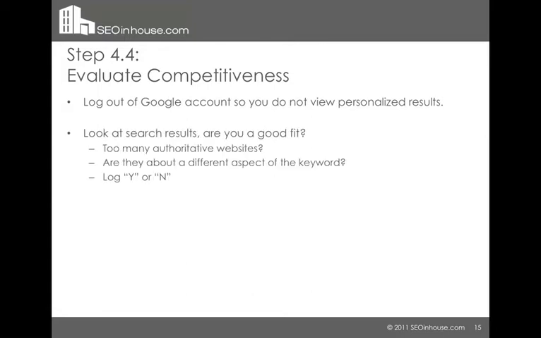The next thing you want to do is look at the search results. Type the first keyword phrase into the search engine, and ask yourself, are these a good fit in terms of the results listed on Google in positions 1 through 10? Are there too many very authoritative websites? These would be things like government websites or government agencies. Maybe they are all websites equivalent to the New York Times and CNN. Another question you're going to ask yourself is, are they about a different aspect of the keyword?